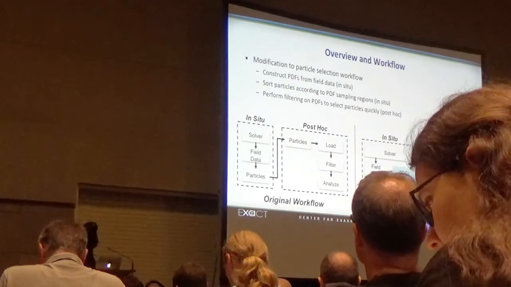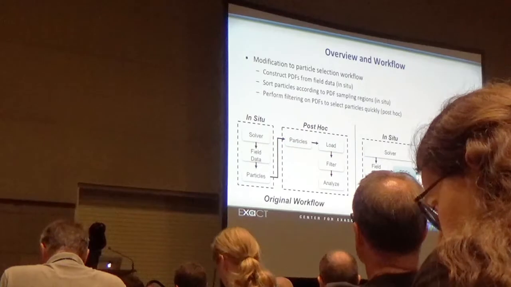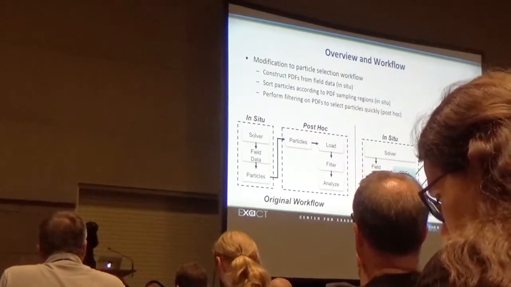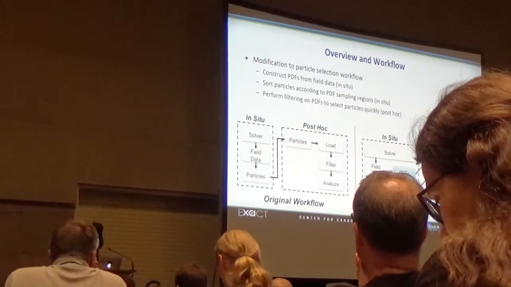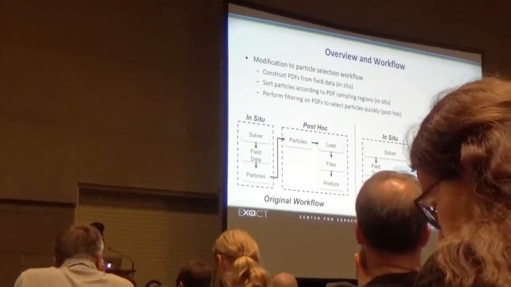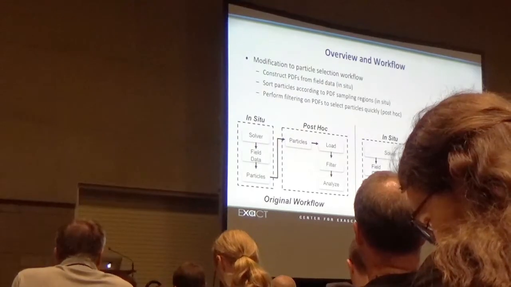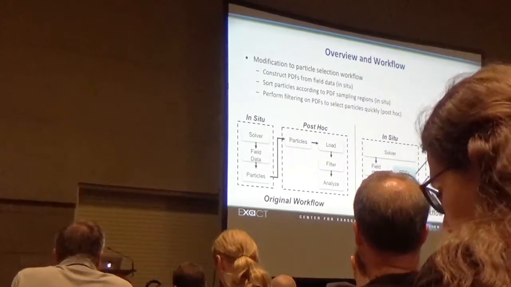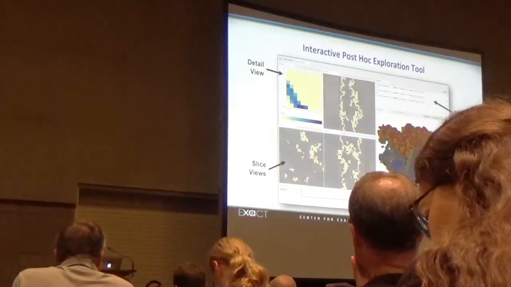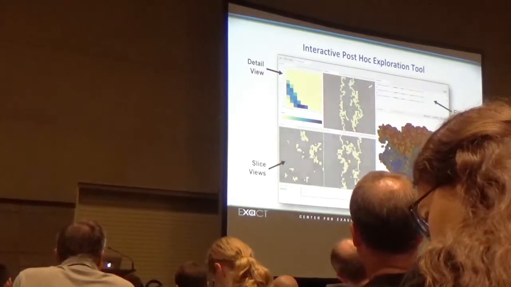And then, as a post hoc measure, we can just read in and perform the filtering on the PDFs instead of on all of the data. You don't have to load all the particle data. So we do the filtering on the PDFs and load only those particles that are selected in the filtering of the PDF process. And this lets us load and analyze in a much quicker fashion without all of the overhead cost. And so this is just an example of what the interactive post hoc exploration tool looks like.